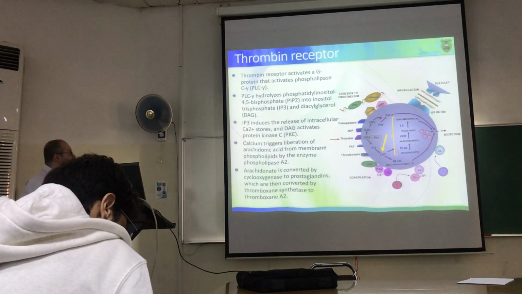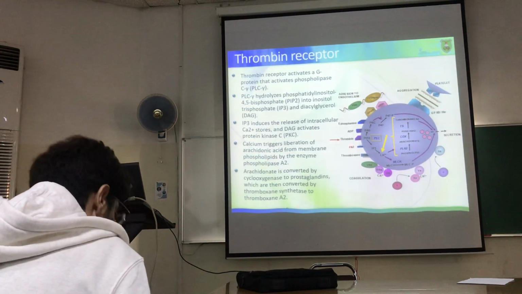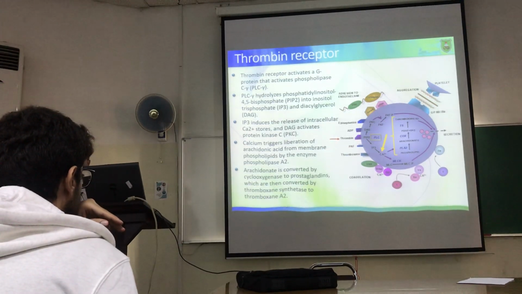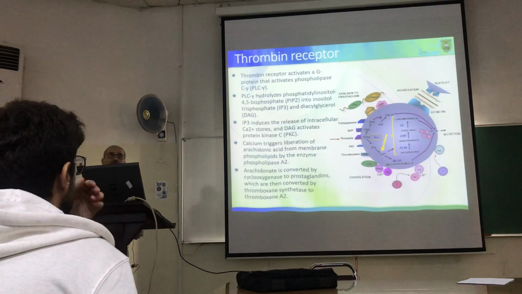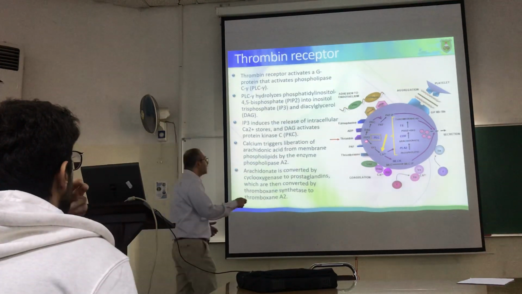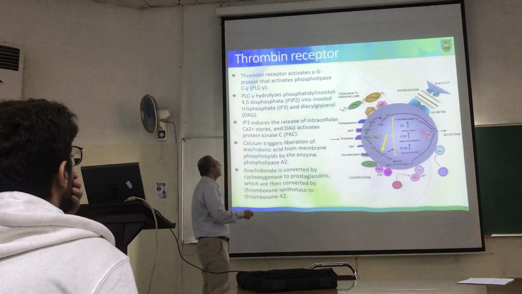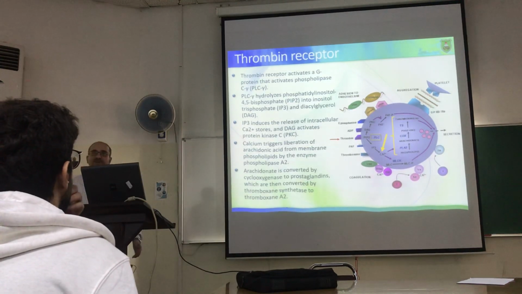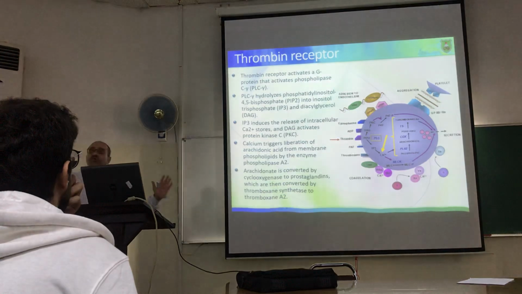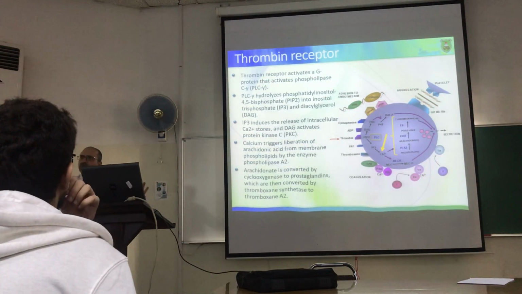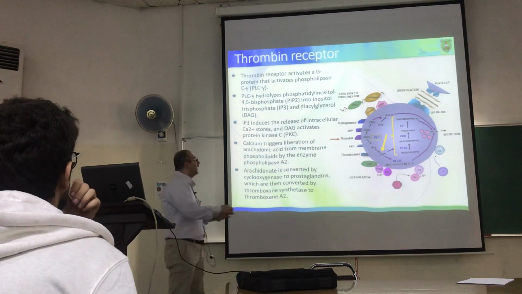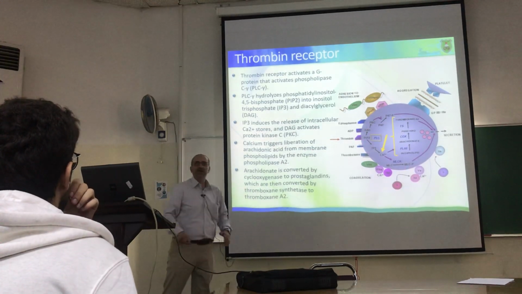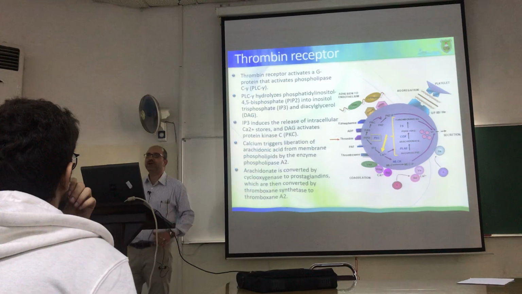Thrombin binds to its receptor right there. This receptor activates phospholipase C. Phospholipase C degrades PIP2, which is phosphatidylinositol 4,5-bisphosphate, into two molecules. You already know of these two molecules: diacylglycerol, DAG, and IP3, inositol trisphosphate.